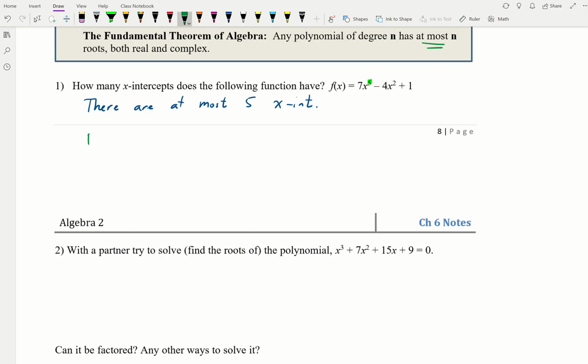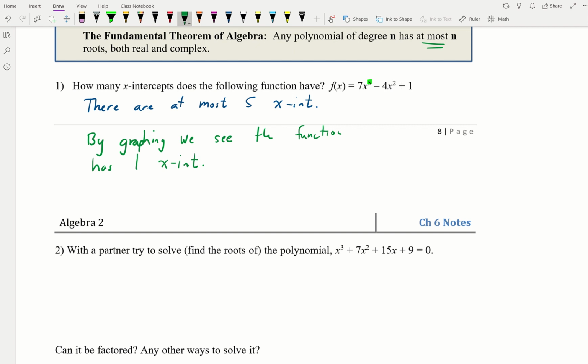So by graphing, we can see that the function has only 1 x-intercept.